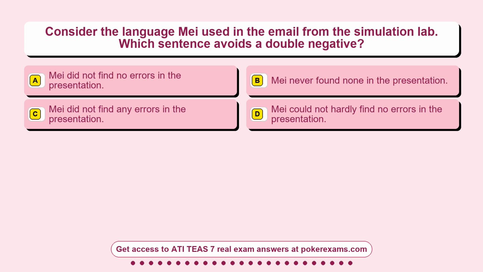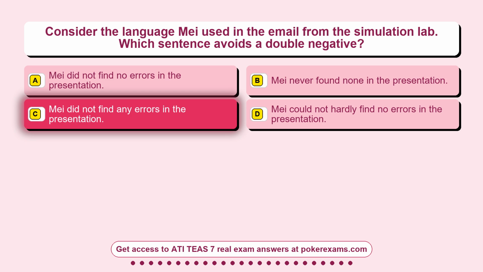Question 1. Consider the language May used in the email from the simulation lab. Which sentence avoids a double negative? Option A, May did not find no errors in the presentation. Option B, May never found none in the presentation. Option C, May did not find any errors in the presentation. Option D, May could not hardly find no errors in the presentation. The correct answer is option C. May did not find any errors in the presentation.